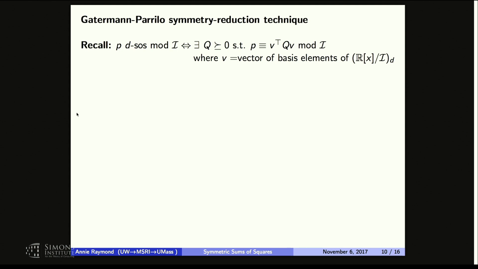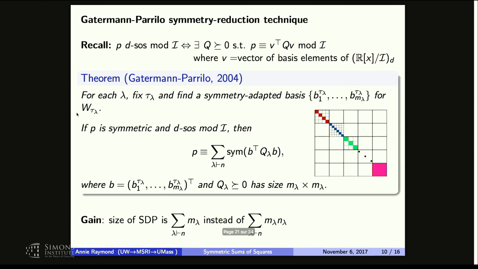So that's how I would do it normally. And so in the early 2000s, Gatermann and Parrilo came up with this wonderful technique to exploit symmetry in semi-definite programming. So they said, instead of using any basis, use a smart basis. Use a basis that keeps some information about symmetry, right? You're looking at a symmetric problem. Use a basis that says something about symmetry.